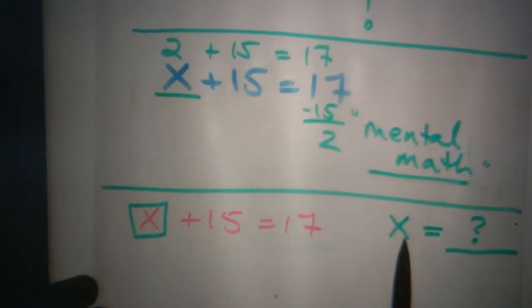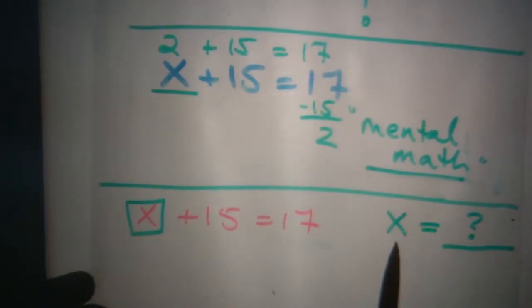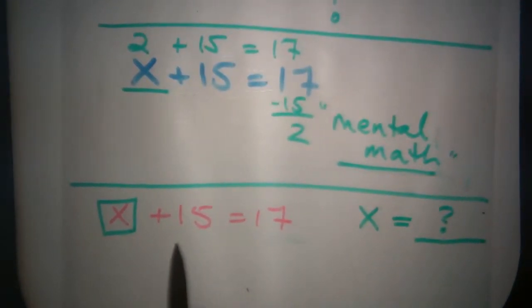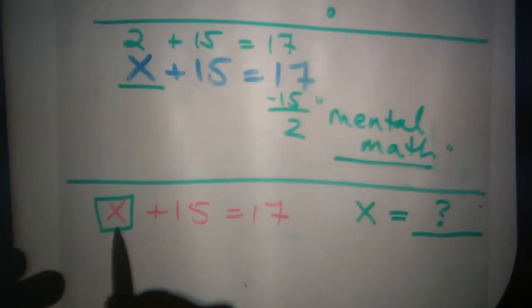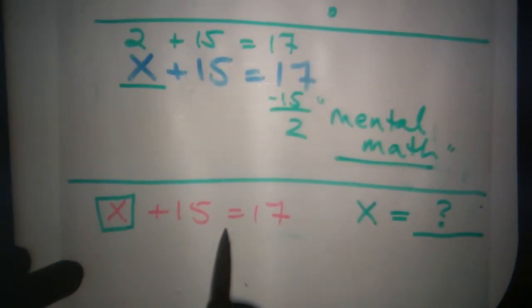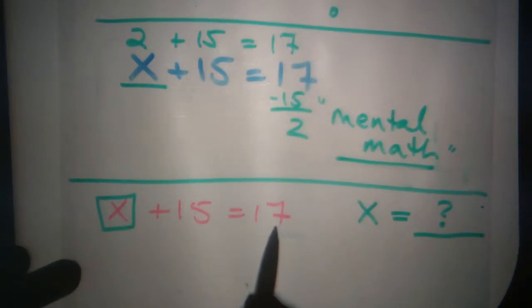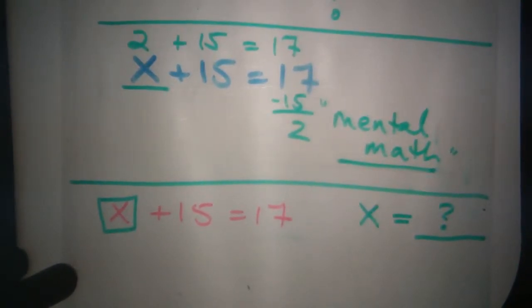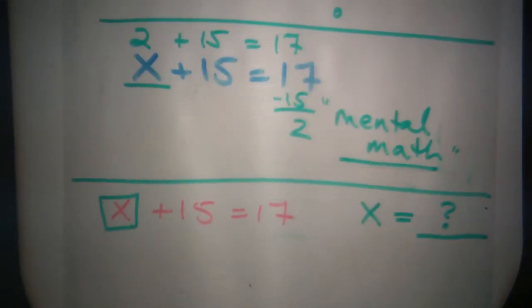It's a puzzle. X is the mystery man. He has the unknown number, but he gave me some clues here. He says x plus 15 equals 17 if you add 15 to me. Figure it out. Okay, let's figure it out.